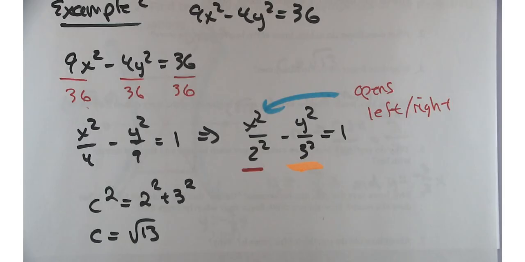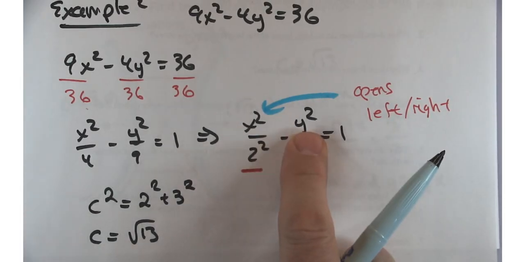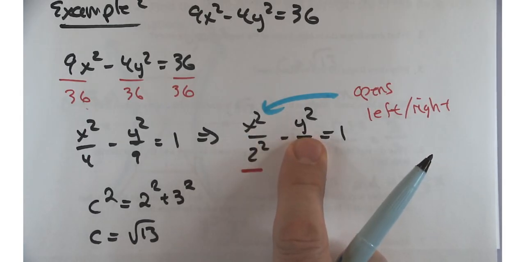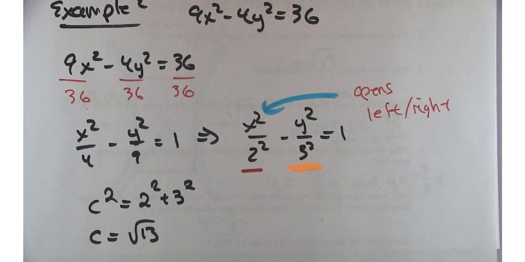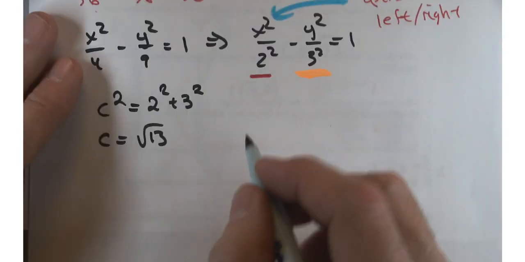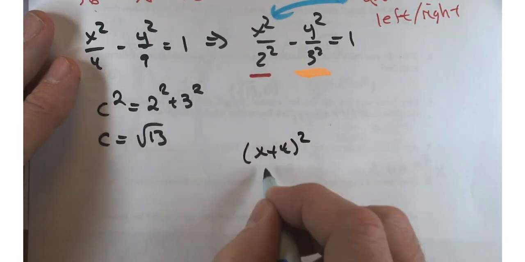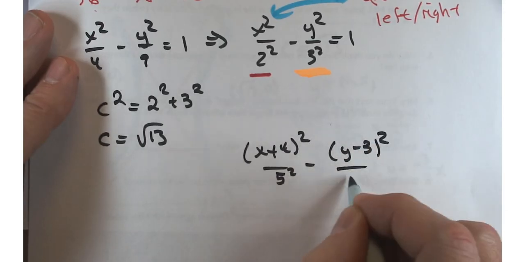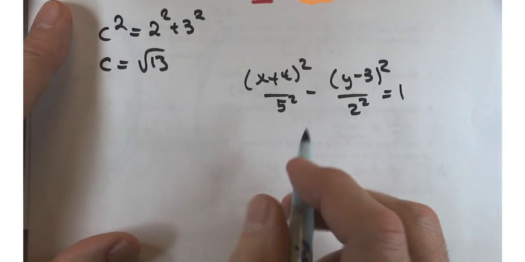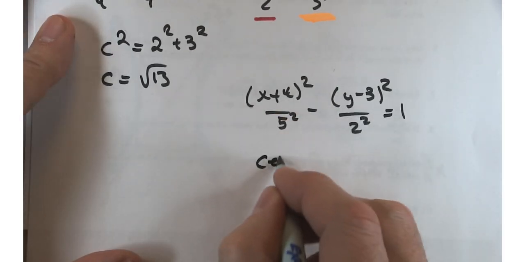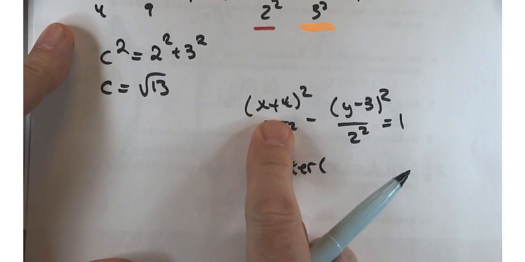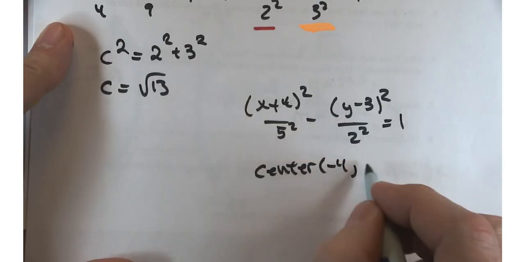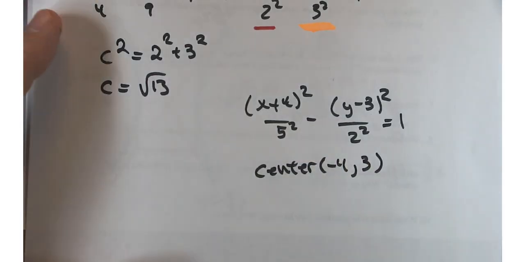Now right now the center is at 0 and 0. 0 is what makes this numerator equal 0, and 0 makes this numerator equal 0. When we change things up in section 11.4, you're going to have expressions like (x plus 4) squared over 5 squared minus (y minus 3) squared over 2 squared equals 1. That's no longer going to have a center at 0 and 0. Where is the center of this one going to be? What would you guess? What makes the square term equal to 0? Negative 4 and positive 3. Yeah, well done.